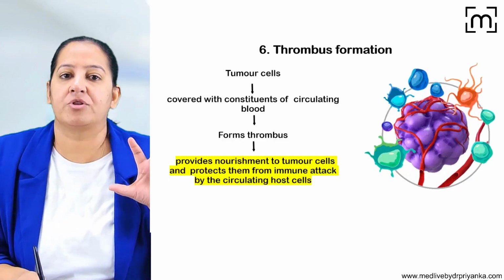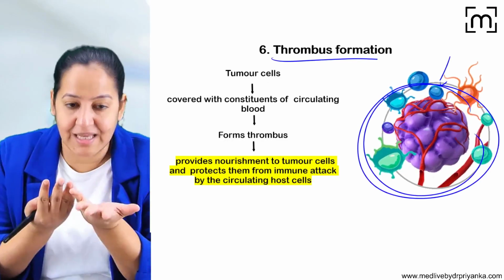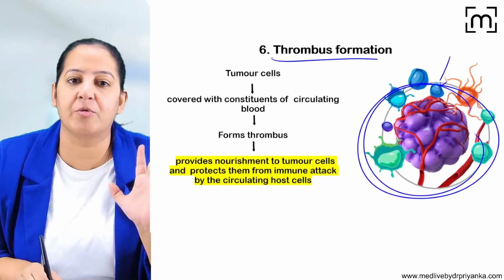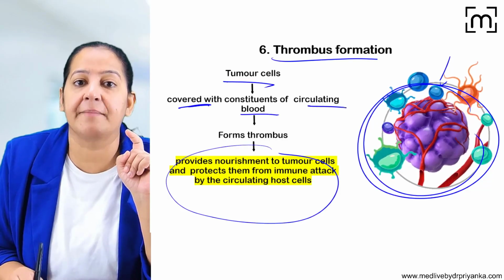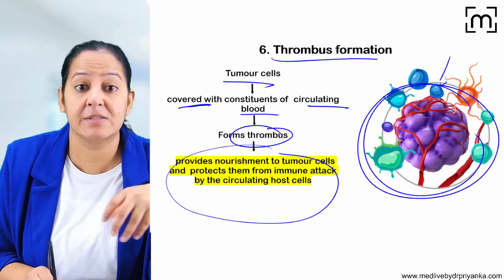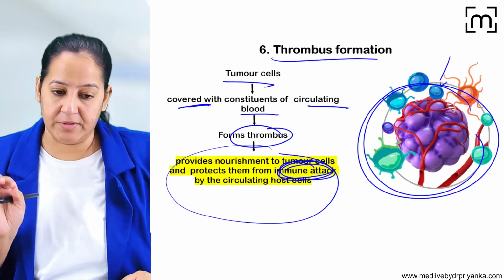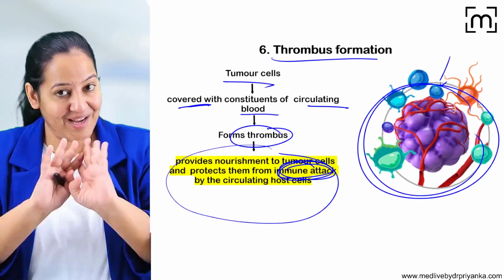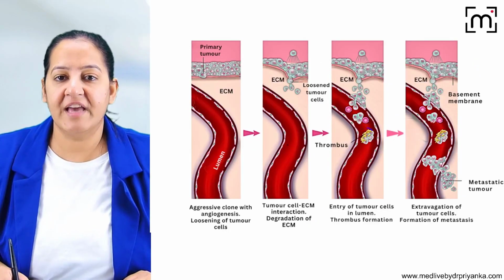And after that they form a thrombus. The tumor cells cover themselves with RBC and platelets so that WBC do not attack them. Tumor cells cover themselves with the circulating blood cells so that they form a thrombus, so that the WBC do not do the immune attack on them. They are very smart. So they cover themselves with RBC so WBC cannot identify them and kill them. Now finally they have formed the thrombus.